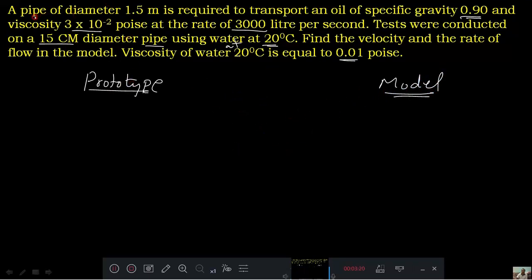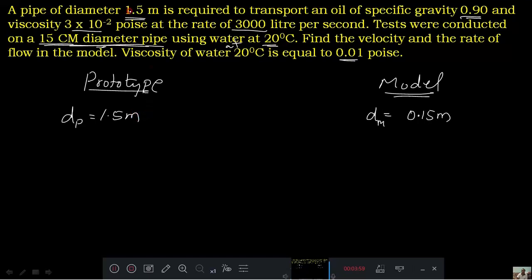Okay. Once again, the pipe of diameter 1.5 meters is required to transport oil of specific gravity 0.9 and viscosity 3 into 10 raised to minus 2 poise. Then the tests were conducted on a 15 centimeter diameter pipe. The test conducted on the 15 centimeter pipe means this small pipe is the model. Therefore the diameter of the model I will consider 0.15 meter, and the 1.5 meter becomes the prototype. Therefore the diameter of the prototype is 1.5 meter.